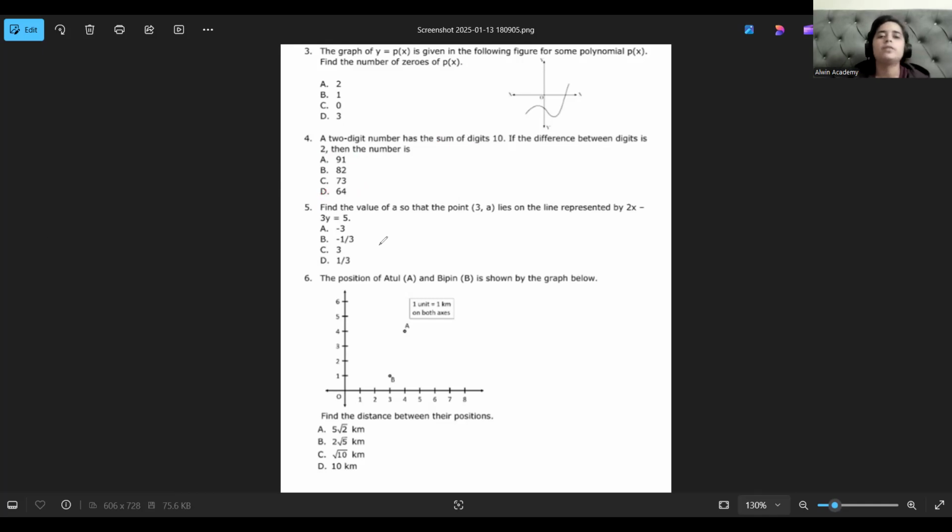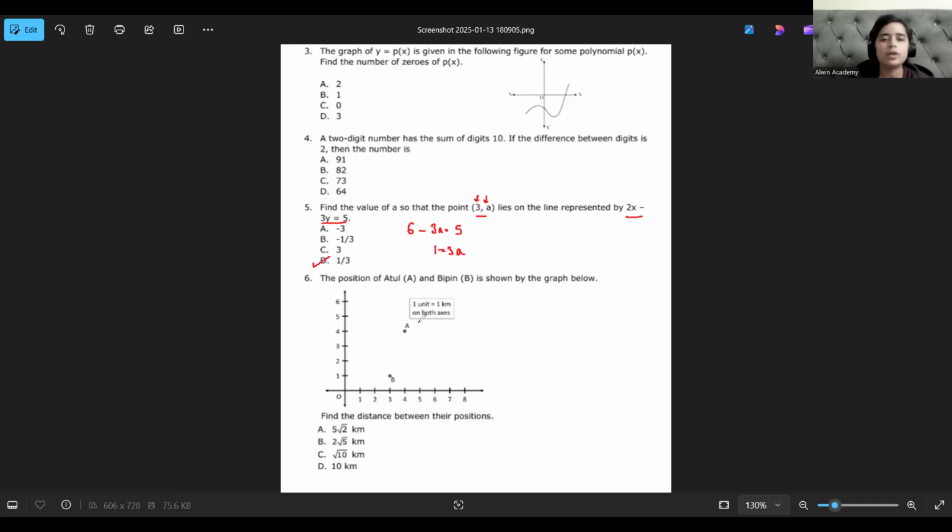Moving to the next question, find the value of a so that the point (3, a) lies on the line represented by 2x minus 3y equals 5. Now, if (3, a) lies on 2x minus 3y equals 5, this means that if I put x as 3 and y as a, then this equation should be satisfied. If I put in this value, 2 times 3 is 6 minus 3 instead of y, I'll put a, minus 3a equals 5. Now we take 5 to this side and 3a to the other side. We get 6 minus 5 is 1. 1 equals 3a, or a is 1 by 3. Option number D.